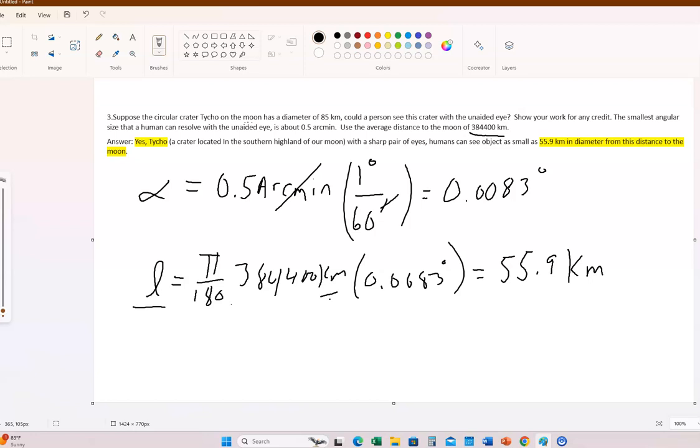Obviously, with binoculars or a telescope, you can resolve objects much, much smaller. And obviously, the more powerful the telescope, the better that we can do. But the human eye by itself could resolve stuff down to about 56 kilometers across. All right, so that's of course what this number is. So there is number 3. Let's do the next problem.